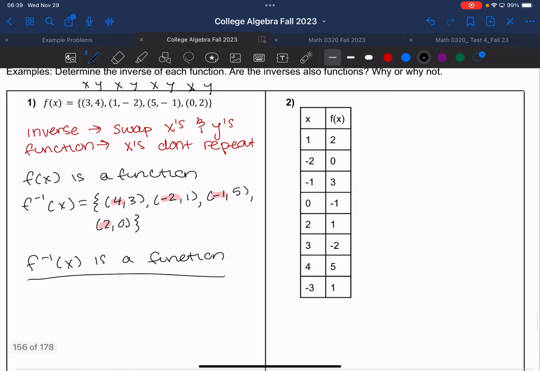Okay, go ahead and do the same for number 2. So number 2, instead of listing it as points, it's listing it as a table. So I first want you to look at this function and tell me, is it a function? And then find the inverse and tell me if that inverse is a function. So you should be creating a whole new table next to it and swapping your x and y values.